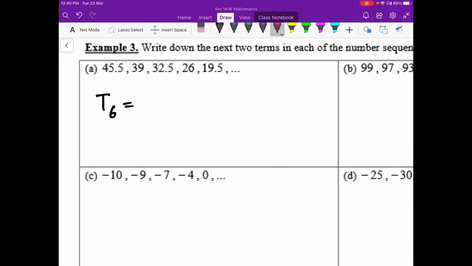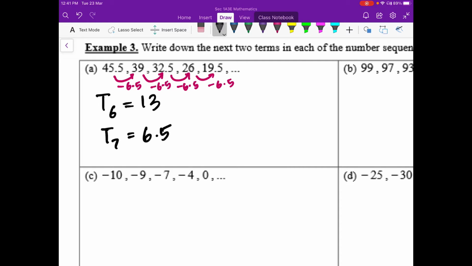How do you notice that the numbers are getting smaller? There is a subtraction of, how much is that? 6.5? Okay, the next one, it's still minus 6.5. Is it again minus 6.5? Oh yeah, minus 6.5 again. I think we can confirm the pattern already. So the next term, term number 6 will be 19.5 minus 6.5, which gives us 13. Then term number 7, you minus another 6.5, you get 6.5. So they want the next 2 terms, and this is how we're going to write it for them.